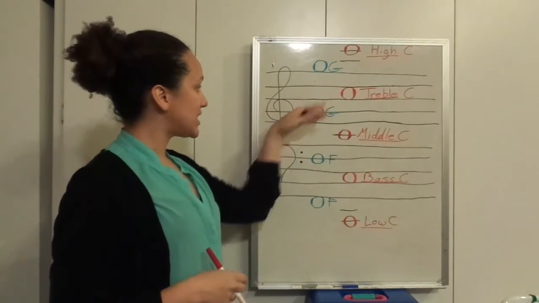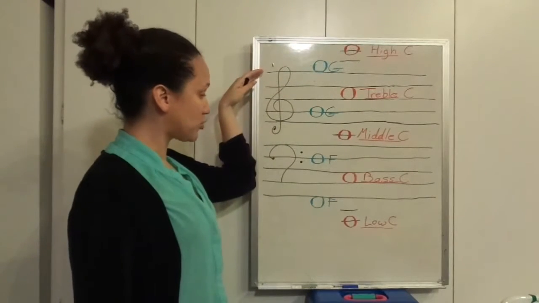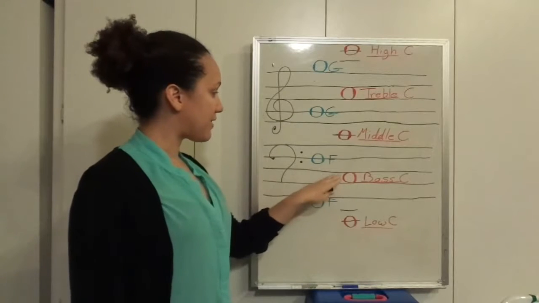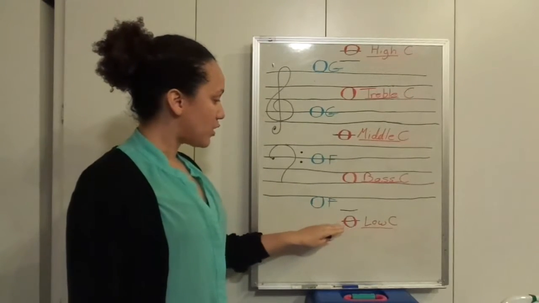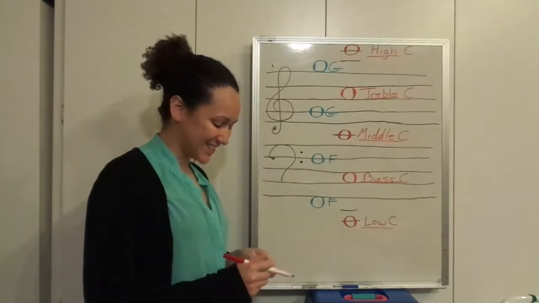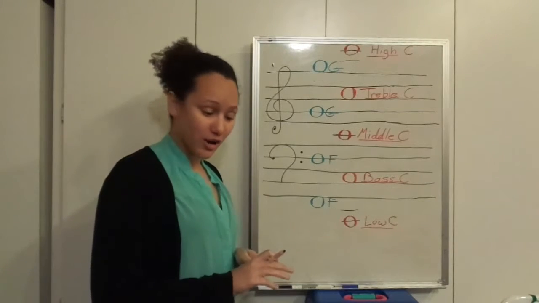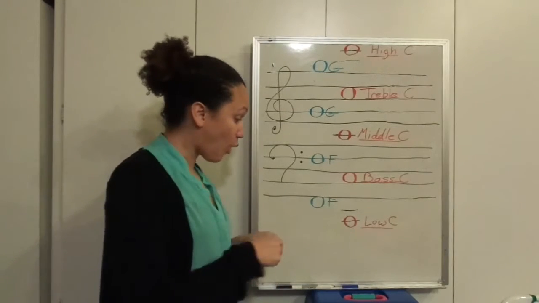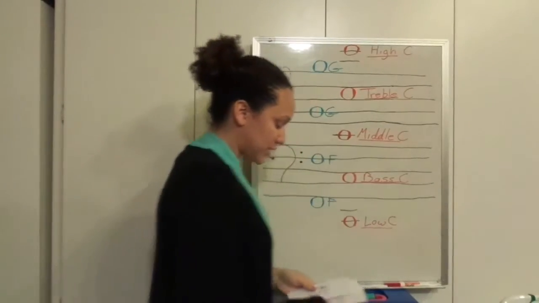So we have middle C in the middle between the treble and the bass. We have treble C on the treble clef. We have high C above the treble clef. For the bass, we have bass C, and then below the bass clef, we have our low C, and that gives us 5 C's.